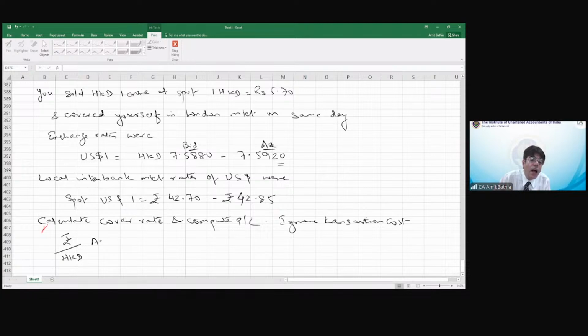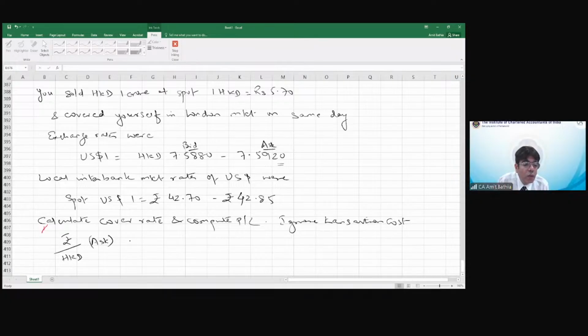I want the ask rate. Why? Because I want to buy. I am the customer here in this case. So forget the situation that I have already sold HKD. Now when I want to buy HKD, remember I am the customer now, not the bank. So as a customer, what is the ask rate for me? Ask rate is going to be 42.85, right?